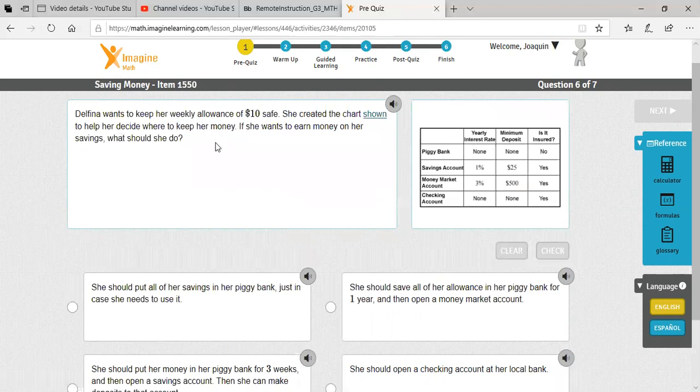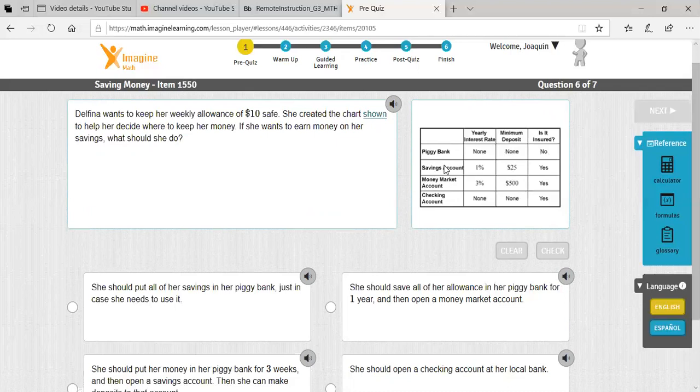Delfina wants to keep her weekly allowance of $10 safe. She created a chart shown to help her decide where to keep her money. If she wants to earn money on her savings, what should she do? Well, she wants to earn some money, but also wants her money to be safe. So what do we do? Well, the piggy bank certainly is not a good choice.